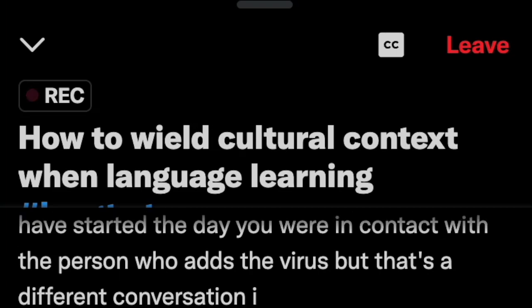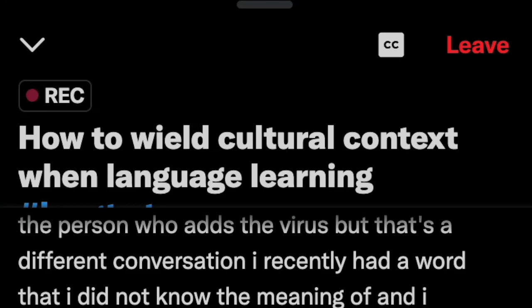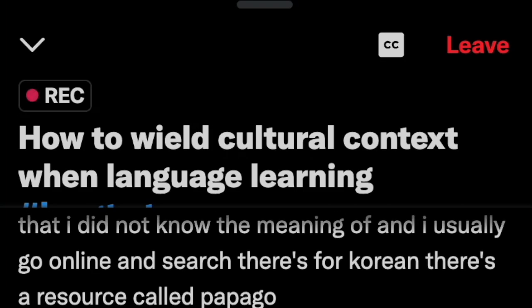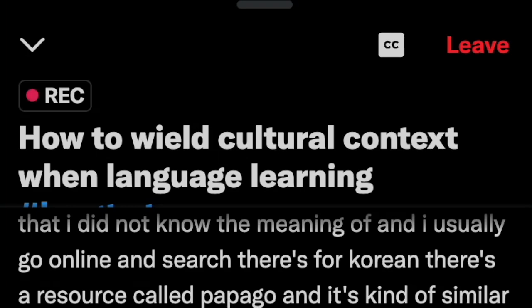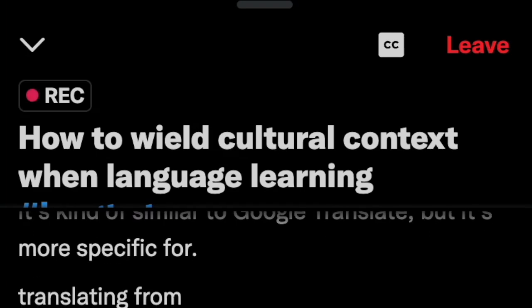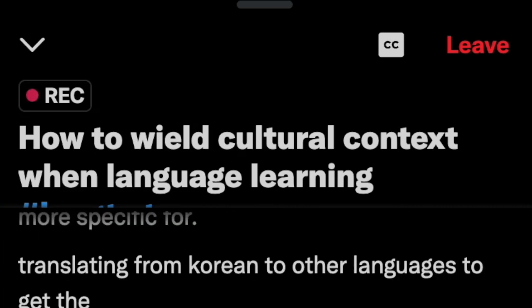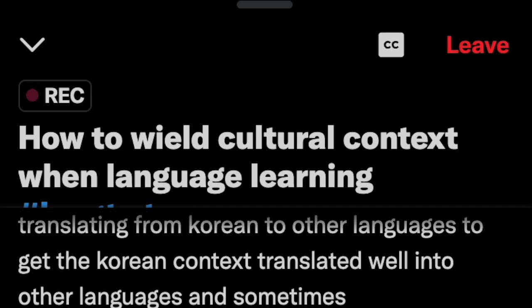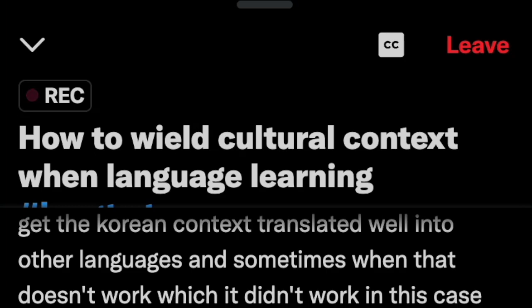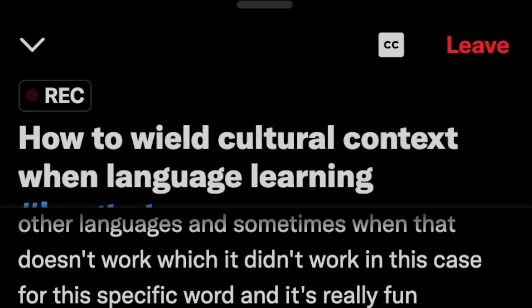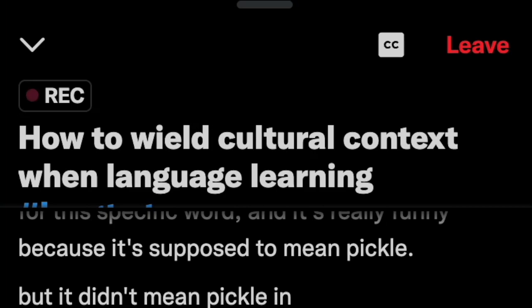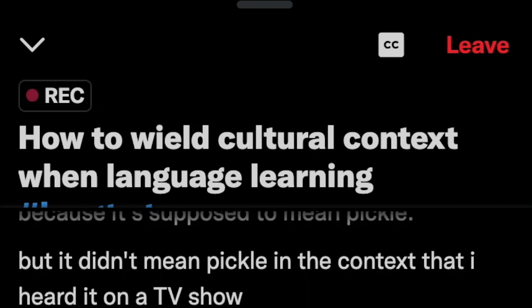I recently had a word that I did not know the meaning of, and I usually go online and search. For Korean, there's a resource called Papago, and it's kind of similar to Google Translate, but it's more specific for translating from Korean to other languages to get the Korean context translated well. Sometimes that doesn't work, which it didn't in this case for this specific word, and it's really funny because it's supposed to mean pickle, but it didn't mean pickle in the context that I heard it on a TV show, and it frustrated me.